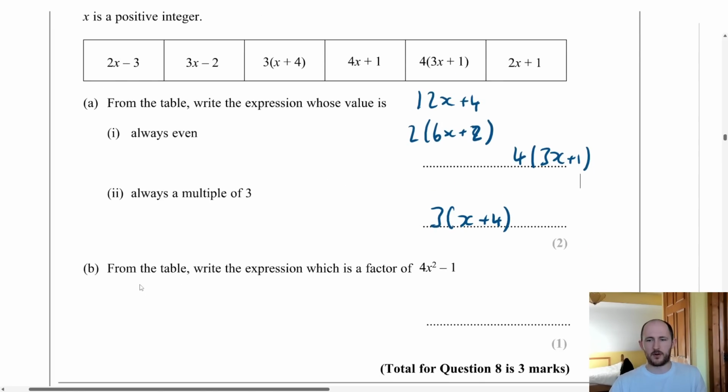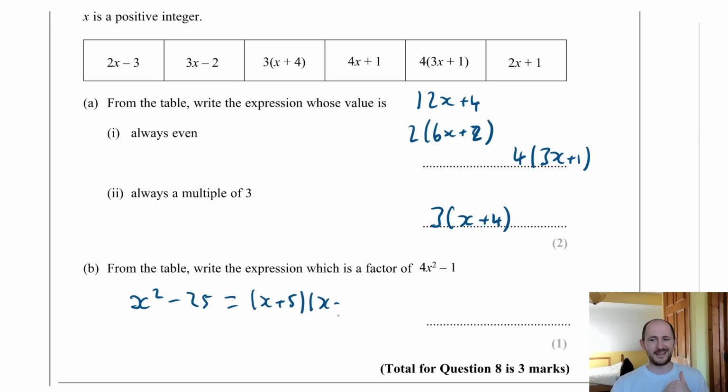Lastly, from the table, write the expression which is a factor of 4x squared minus 1. Again, what I would do here is try and factorize this. How do I know I can factorize it? Because it says, write the expression that's a factor of. Now, this is actually the difference of 2 squares. So you may have seen this written as something like x squared minus 25 before, and then you'd write x plus 5, x minus 5.